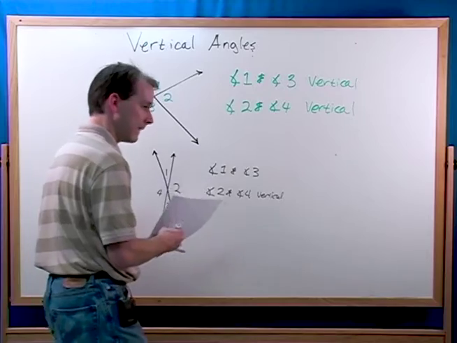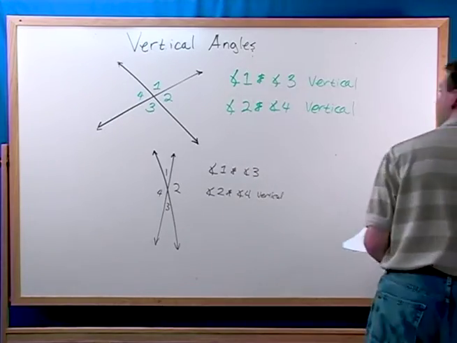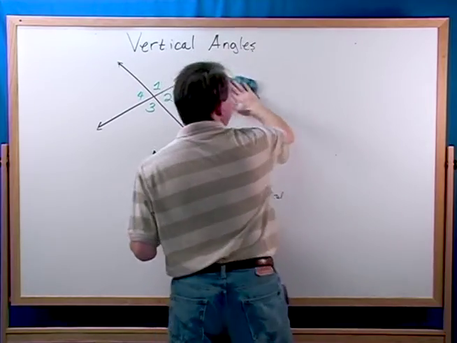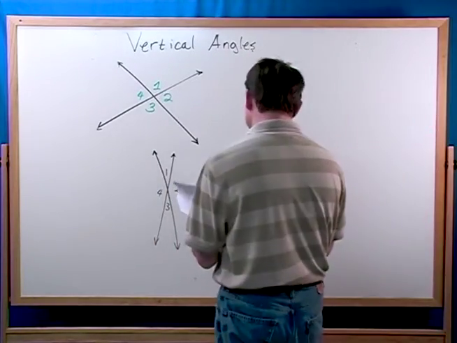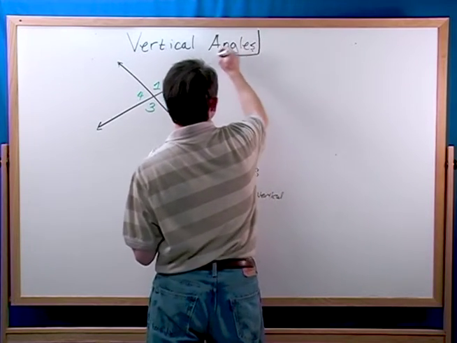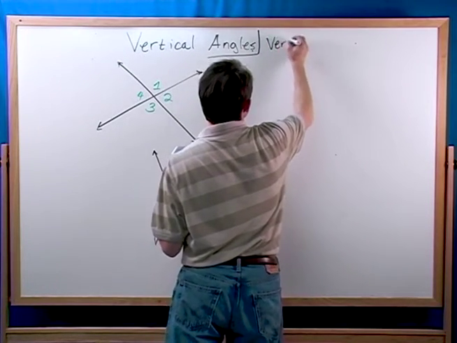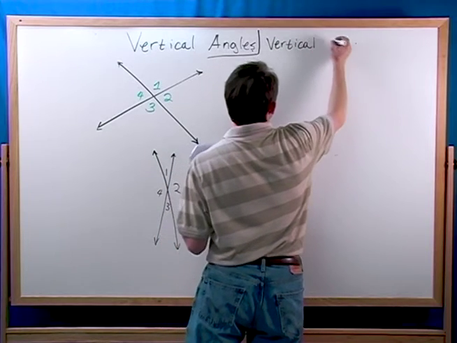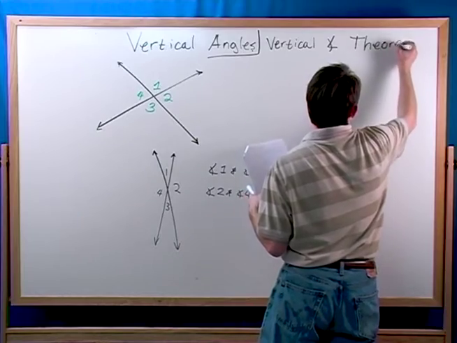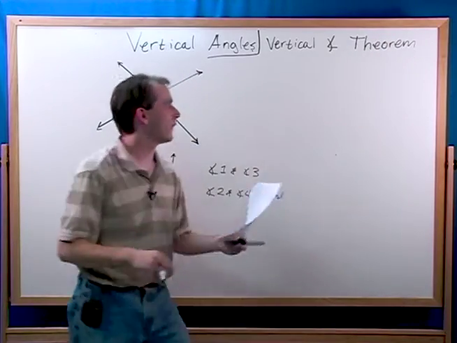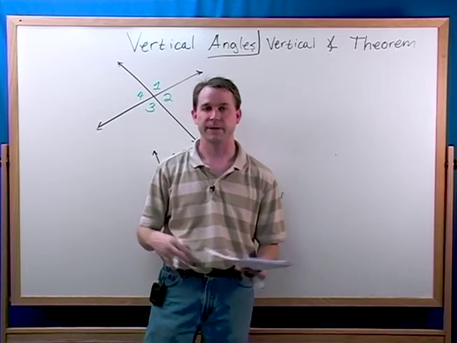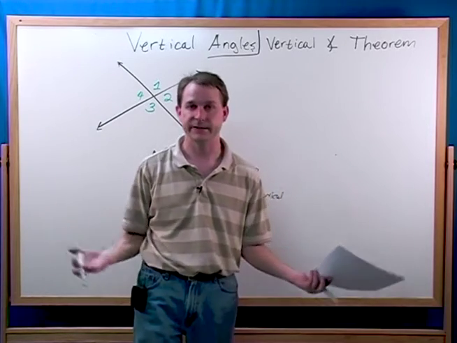Okay. Now what I want to do next is erase this right here. I'm going to leave the rest of the stuff up on the board. And we're going to write down something that's actually pretty important. We're going to write down something called the vertical angle theorem. First of all, I should talk about what the word theorem means. You're going to see that all through geometry. Theorem this, theorem that, proof, stuff like this, okay?